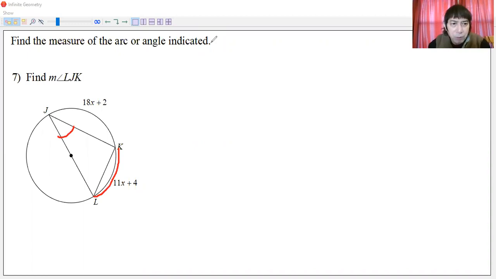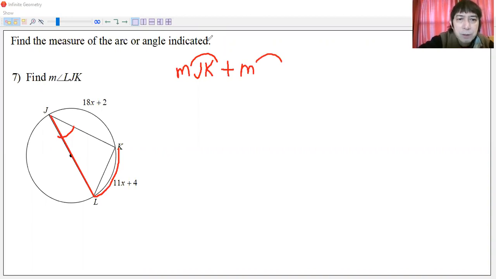So what do we have here? We have a diameter, a chord which passes through the center, which divides the circle into a half circle. So this will now be arc JK. Our working equation will be the measure of arc JK plus the measure of arc KL must be half circle, that's 180 degrees. So we have two arcs added equivalent to half circle, 180.